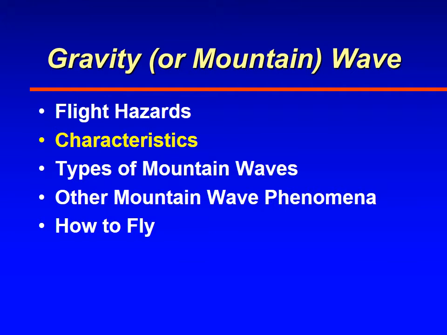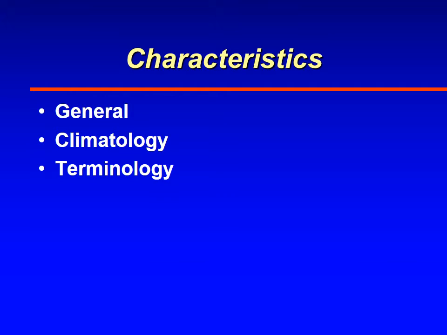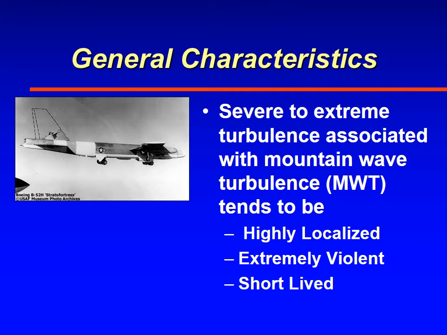So what we're going to do now is talk about the characteristics of mountain waves or gravity waves. And the first that we're going to discuss is more or less general, the turbulence that's associated with mountain waves. And usually, if it's severe to extreme turbulence, it doesn't last very long. It's very short-lived. Usually, severe to extreme turbulence doesn't cover a large area. It's usually very localized, but it can be extremely violent to the point where it could cause structural damage, as you can see to this B-52. I hope you watched that video, because it was really interesting how they landed a B-52 with no vertical stabilizer, or rudder for that matter.